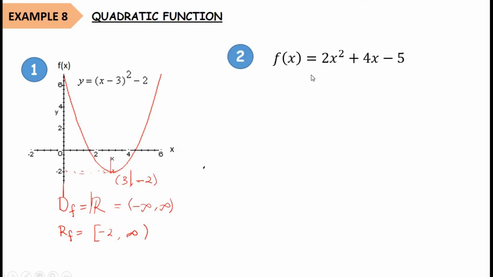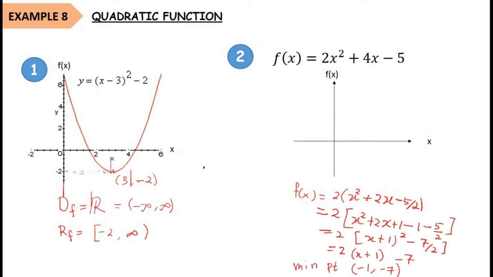Okay, now let's look at this one. We have f(x) equal to 2x squared plus 4x minus 5. This time, how to determine the minimum or maximum point? First we can use completing the square. How to do the completing the square? First, we have to factorize 2. When we take out 2, we get 2 times (x squared plus 2x minus 5 over 2).